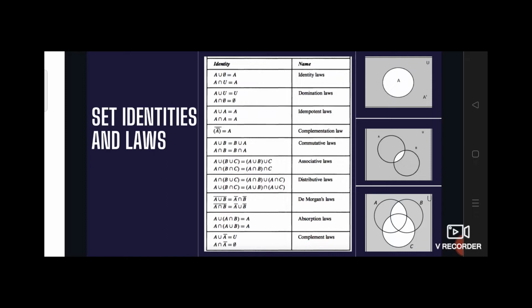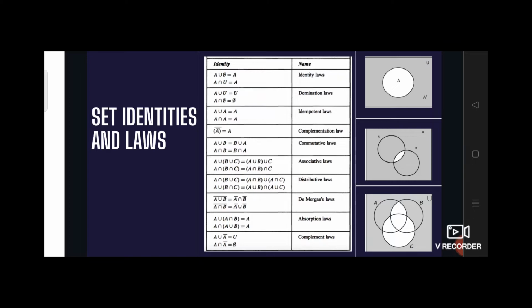So now coming to De Morgan's law, which states that (A union B) whole complement is equal to A complement intersection B complement, and (A intersection B) whole complement is equal to A complement union B complement, which are simple laws which can be verified on the Venn diagram, yet very powerful tools in probability.